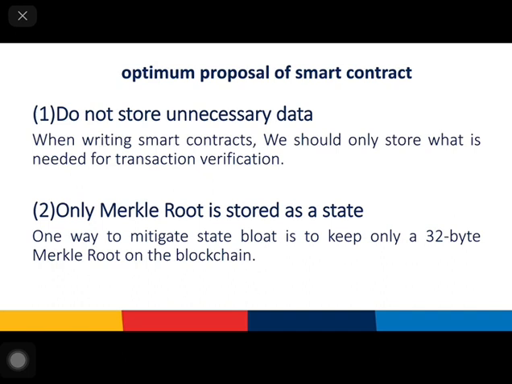The second proposal is to only store the Merkle root as state, because one way to mitigate state bloat is to keep only a 32-byte Merkle root on the blockchain. These two proposals can better the situation of costly loops, like we mentioned above.